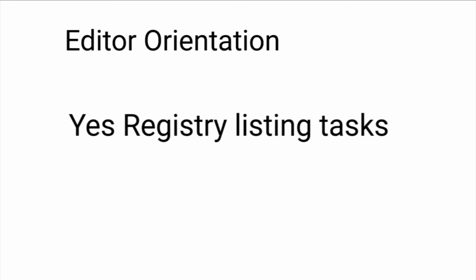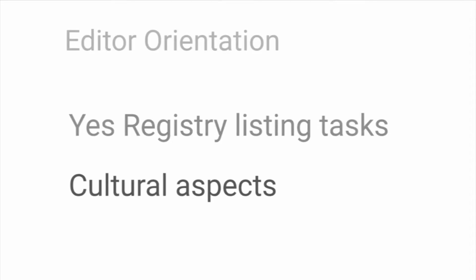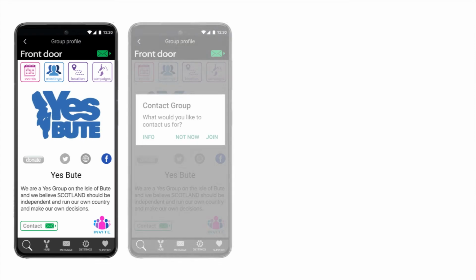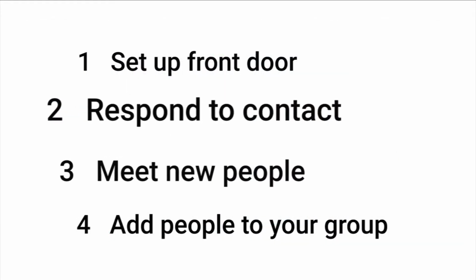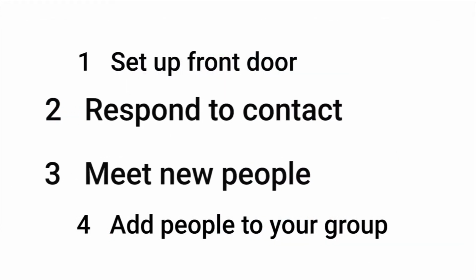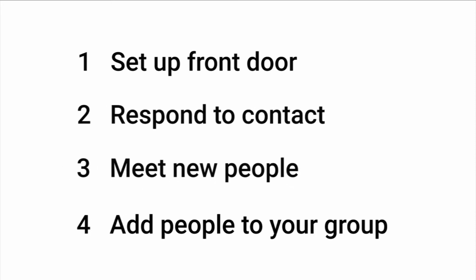This film is to provide orientation for you, a group editor, to show you how to complete the group listing tasks and also provide you with an awareness of the cultural aspects that need to be considered in order to fulfill this role. The 4 tasks are actually very straightforward and not difficult, it's just a matter of familiarisation. Some of the steps will include an explanation of why they are important, and then I'll demonstrate what buttons to press to perform the task on the app.